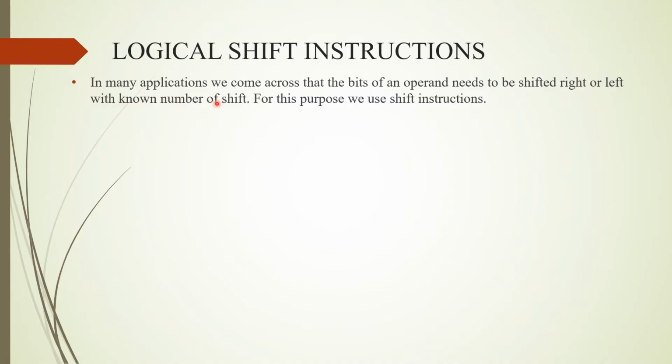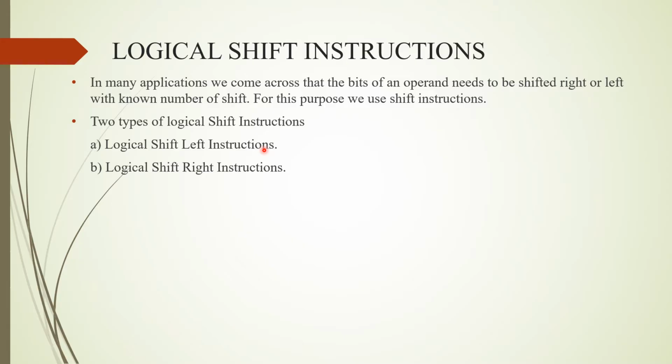In many applications, we come across situations where the bits of an operand need to be shifted either towards right or left with a known number of shifts. For this purpose, we use shift instructions. There are two types of logical shift instructions: logical shift left instruction and logical shift right instruction.